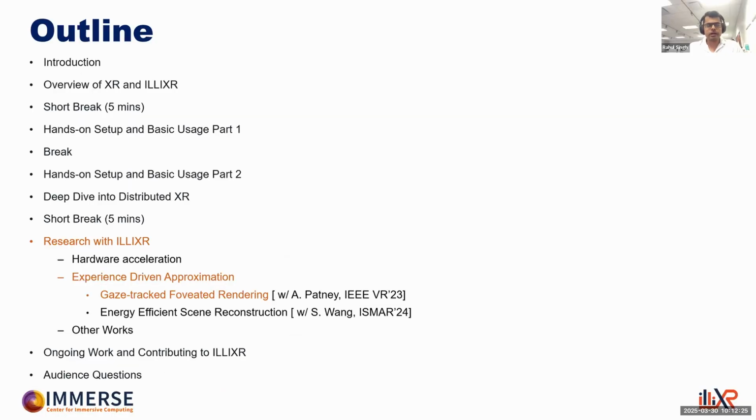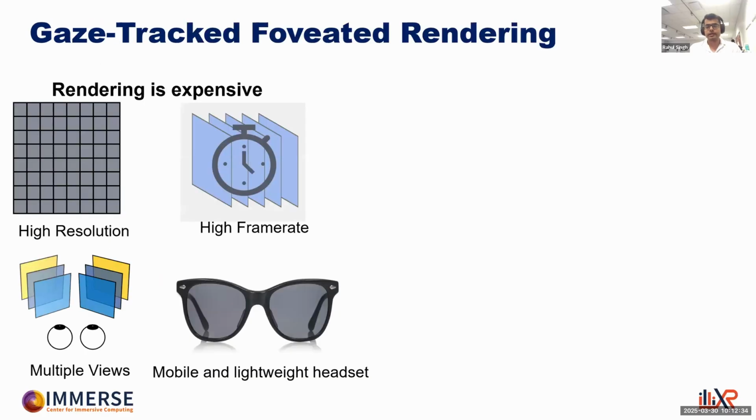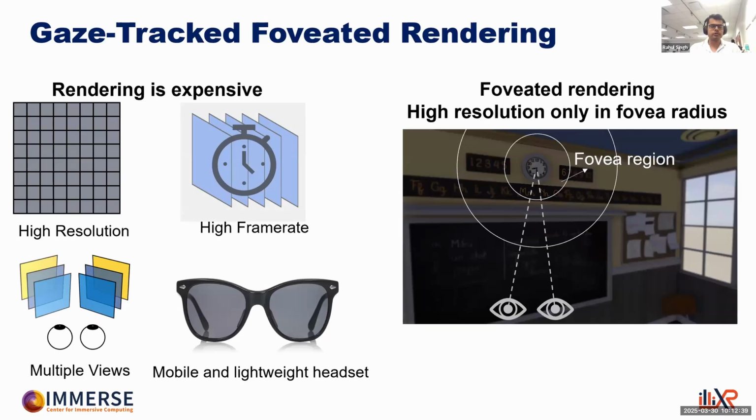Right. So now I'll be talking about experience-driven approximation and specifically gaze-tracked foveated rendering. As we have established that rendering is expensive, foveated rendering is one of the techniques that have been proposed to reduce this rendering cost. And the idea is you track where the user is looking and render that small region, the small fovea region, with high resolution, while the rest of the regions are rendered in a lower resolution. And this saves a lot of energy for rendering.